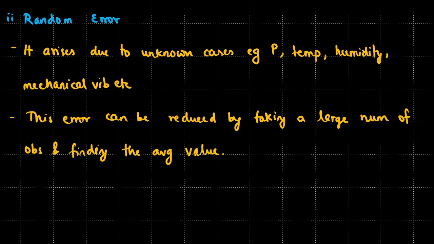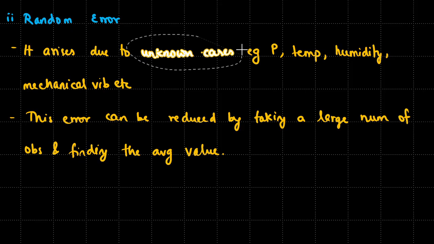So random error occurs due to unknown causes. The unknown causes may be anything that you haven't accounted for. For example, the formula is not random because you were the one who decided the formula and calibrated the instrument. But things like pressure, temperature, humidity, mechanical vibration generally can't be controlled. You can find out what it is, but you can't control it in a very precise setting. In big labs, of course you can control it, but for our case we can't. So these are unknown causes.